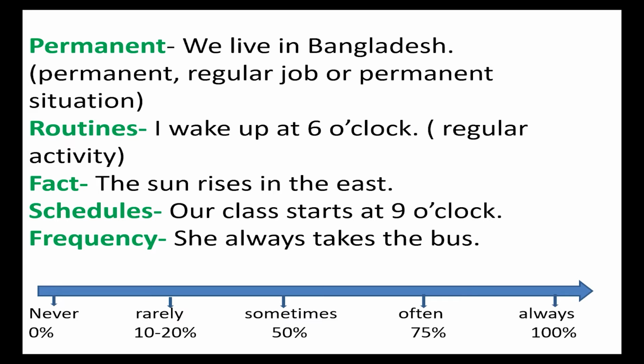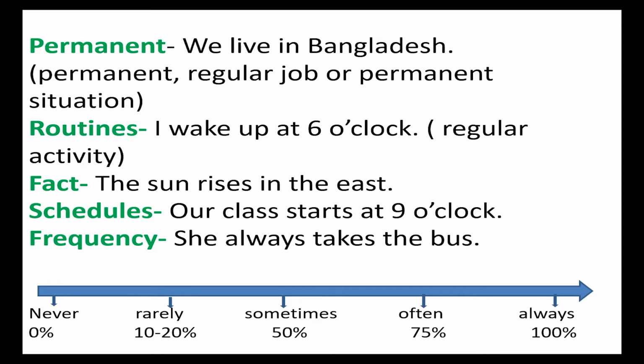Next is for routine. We talk about regular activity or routine. I wake up at 6 o'clock. So always I wake up at 6 o'clock. So when we talk about routines or permanent things, we use present simple tense.